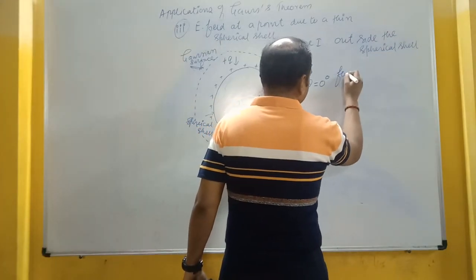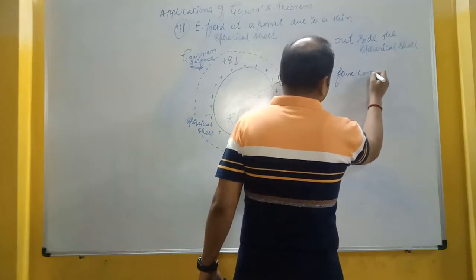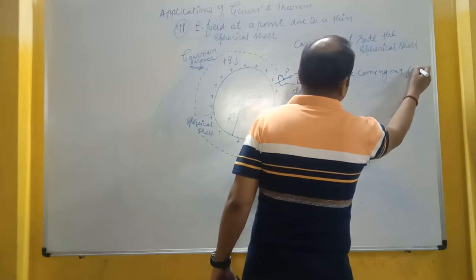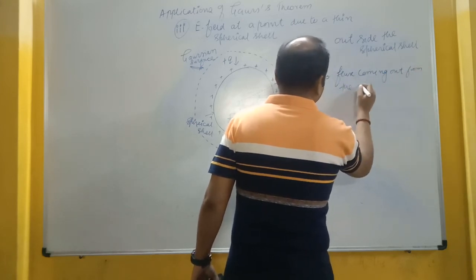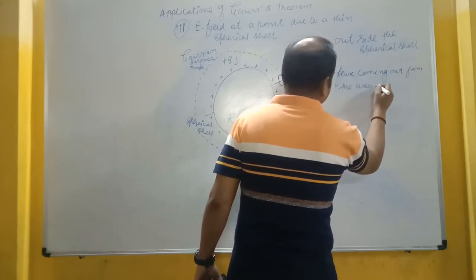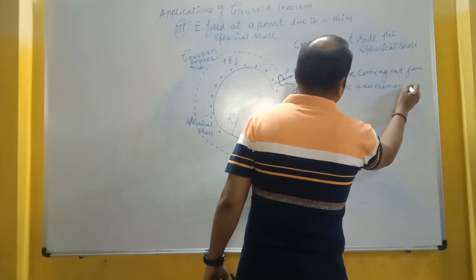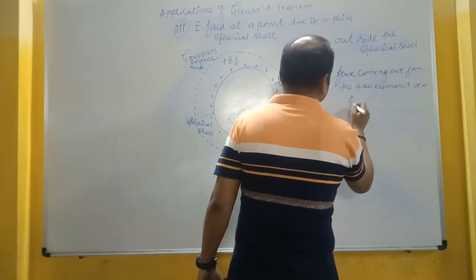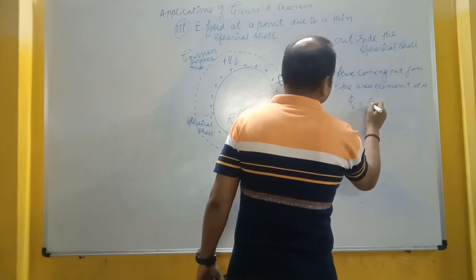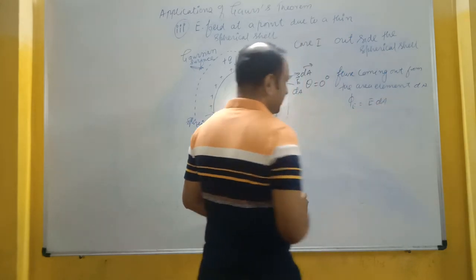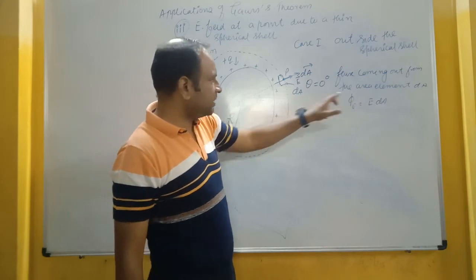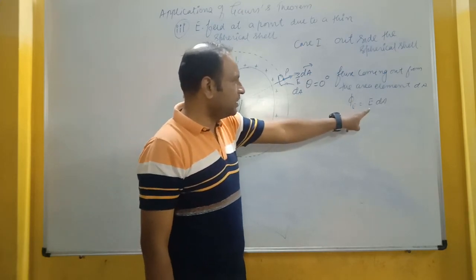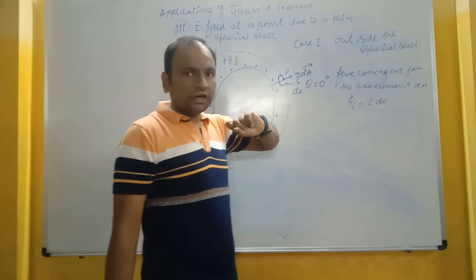And therefore my flux coming out from the area element dA will be equal to what? Phi E is equal to E multiplied by dA. Again, there is no cos factor coming over there because cos 0 is equal to 1. Okay, so phi E is equal to E into dA.